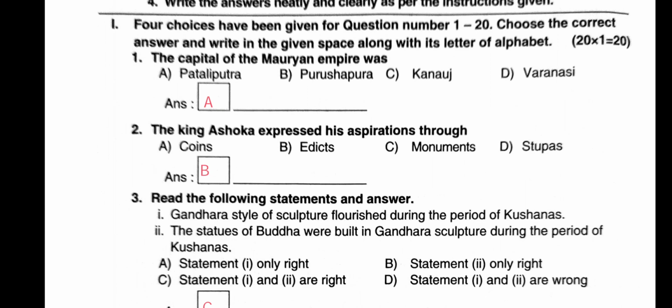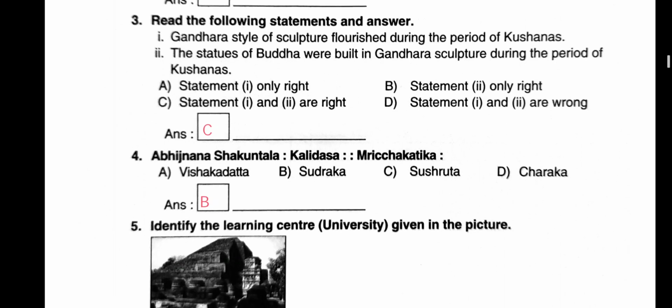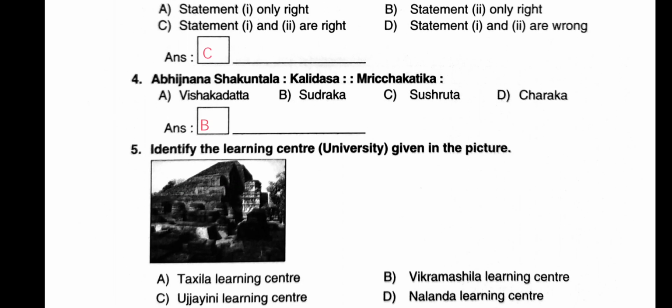Second question, the King Ashoka expressed his aspirations through edicts. Option B. Read the following statements and answer. Gandhara style of sculpture flourished during the period of Kushans. The statues of Buddha were built in Gandhara sculpture during the period of Kushans. So the right option is option C. Statement 1 and 2 both are right.